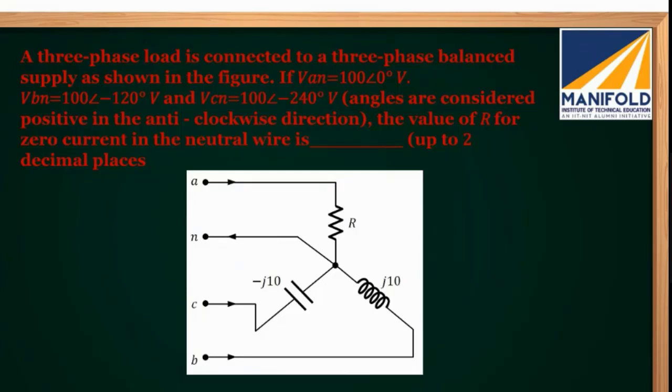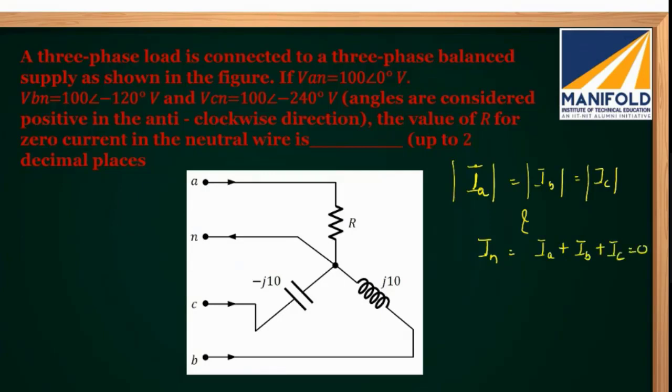See, again, I'm telling you, for a balanced system, there are two conditions that must be satisfied. The first thing is the magnitude of currents IA, IB, IC should be the same, and your neutral current, that is the phasor sum or time domain sum of the three currents, should be zero. He's telling that the neutral current is zero, but you don't know whether the magnitudes of the three currents IA, IB, IC are the same or not.